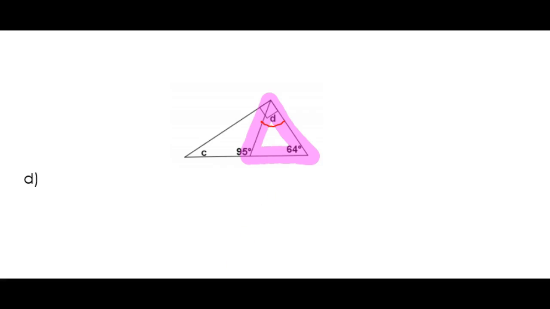I can see that I have a straight line. So there's 180 degrees that I can work with. And so if I find the difference between the 95 and 180, the leftovers will be this little angle here that I need in order to figure out what my unknown angle D is. So that's going to be my approach.